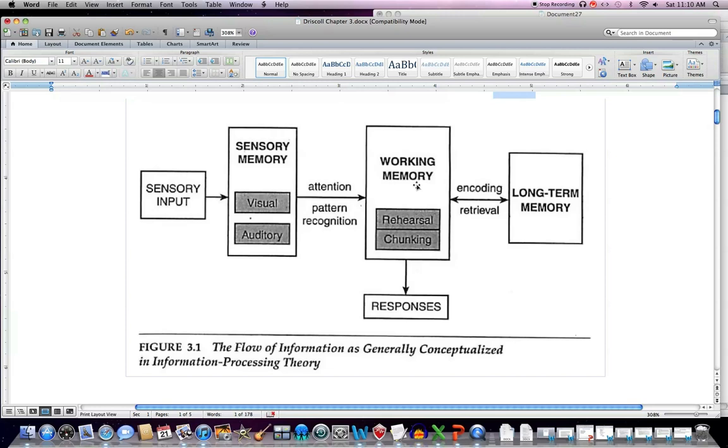Okay, at this point you can see that something is happening. The information is not just flowing from left to right. The information is also flowing from right to left. She is retrieving some information from long-term memory in order to help her accomplish pattern recognition and to achieve meaning for the words that she's reading.